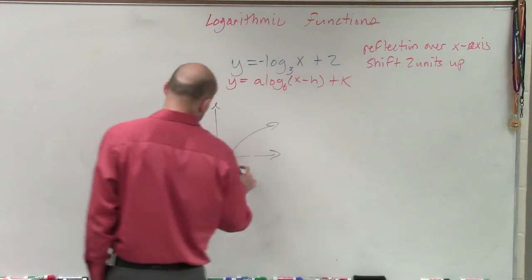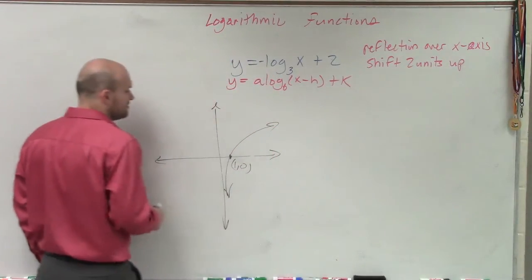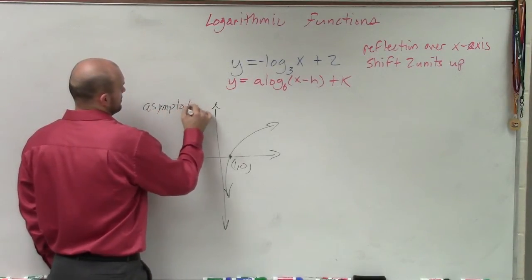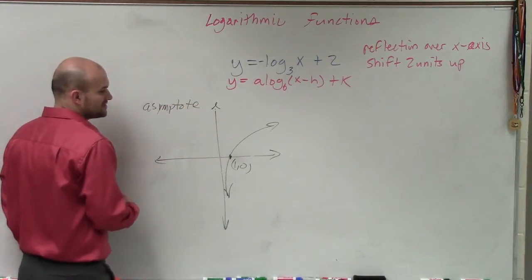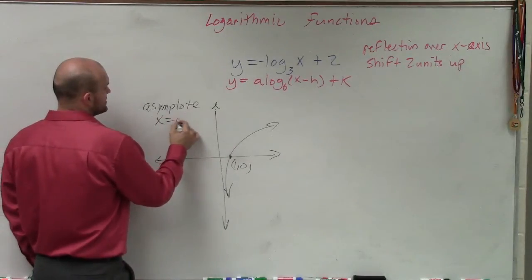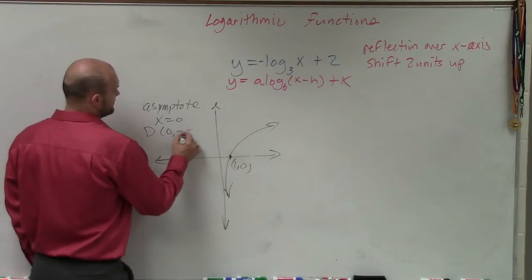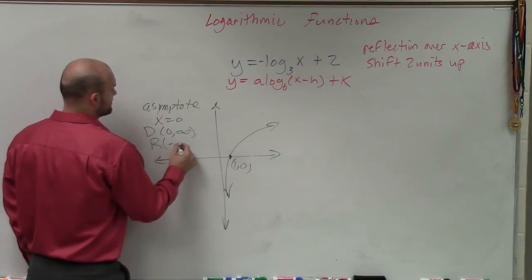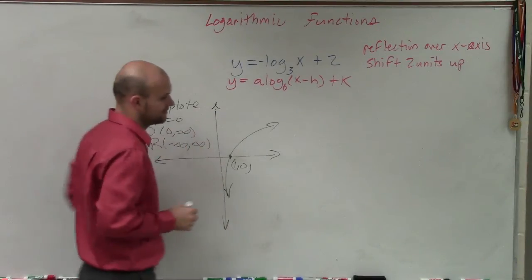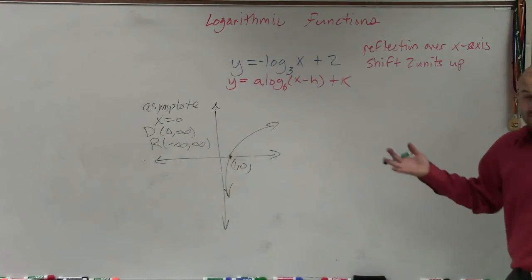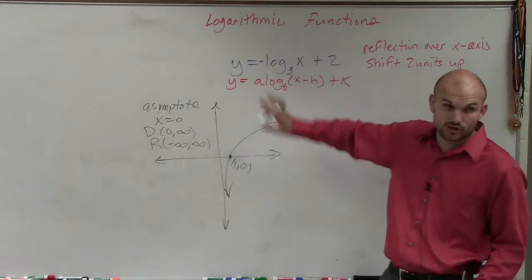And I like going with the parent graph because I remember that the asymptote of this equation is going to be at x equals 0. The domain is going to be from 0 to infinity. And the range is going to be from negative infinity to infinity. All right? So there, now we've graphed the parent function. This is the parent function, with no transformations.